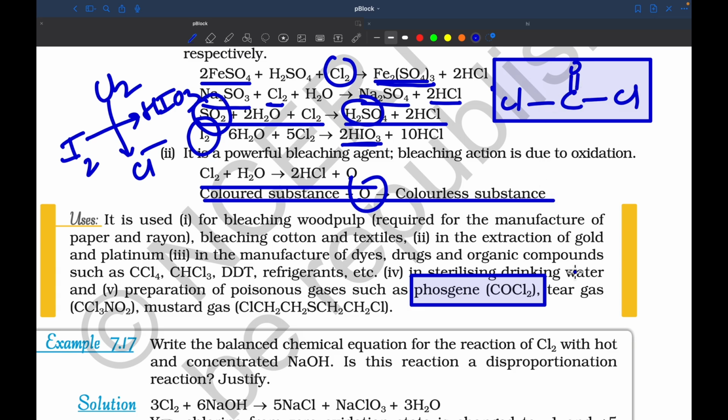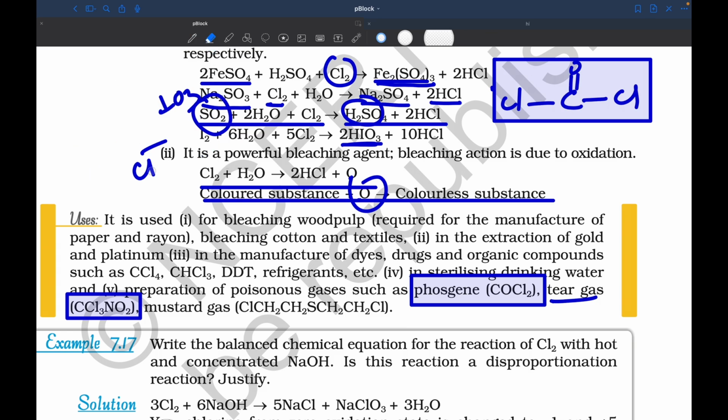It's a poisonous gas. Tear gas is used by police. So where do police use this one? If a crowd gathering needs to be disturbed, they use tear gas, right? What do you call it in Telugu, do you remember? So when you pump this gas onto the crowd gathering, what will happen? Their eyes will burn and they start tearing up, right? So this is what tear gas is known as.